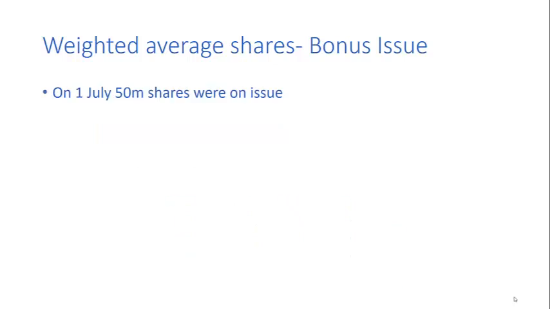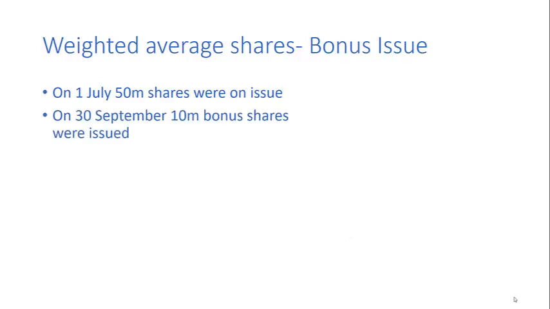What about if it's a bonus issue or shares which are issued for free? Now the issue here is that it's really just a change in the number of shares, and it's not really a significant or material change. So what we do is we treat any bonus shares issued as having been issued as from the beginning of the period. So if we had 50 million shares on issue at the beginning of the year, and on the 30th of September we issued an extra 10 million bonus shares, what we'd say is that we've had 50 million shares on issue for the whole year, and the bonus shares we treat as having been issued for the whole year, and so we have a weighted average number of shares of 60 million shares.